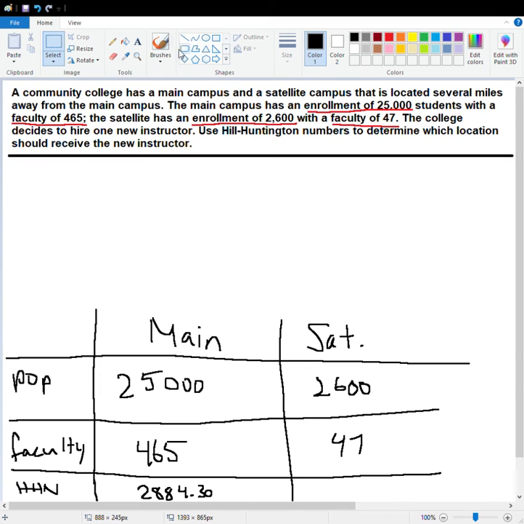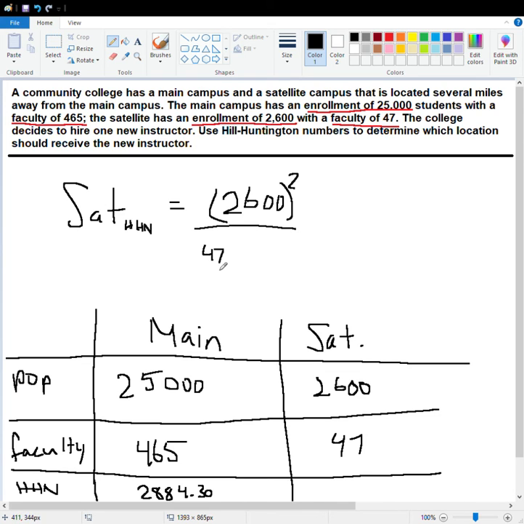We don't need that. Now we'll do satellite sub Hill-Huntington number. Same process: we'll have the population above, squared, divided by n times n plus 1. Well, 47 plus 1 is 48. And if you pull out your calculator here, you will get roughly 2,996.45. Okay, and we'll put this into the table as well.